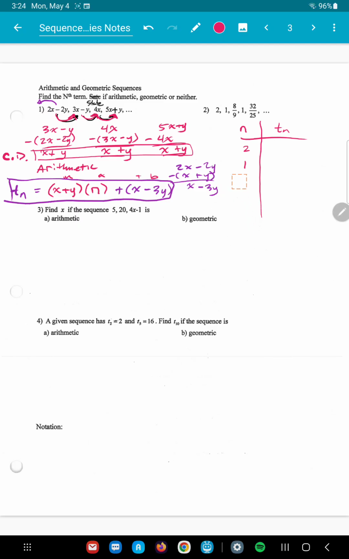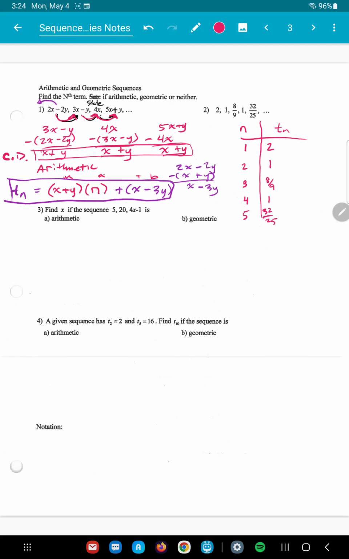Let me do that again. I have a total of 1, 2, 3, 4, 5 terms. So I'm going to write this as 1, 2, 3, 4, 5. And then my term values themselves are 2, 1, 8/9, 1, and 32 over 25, like that.